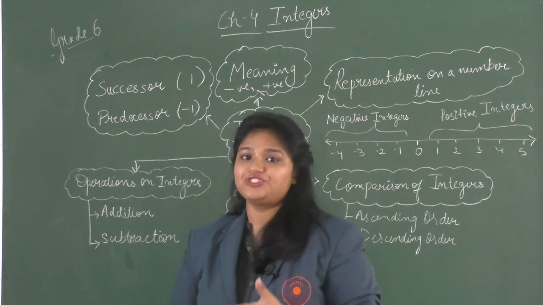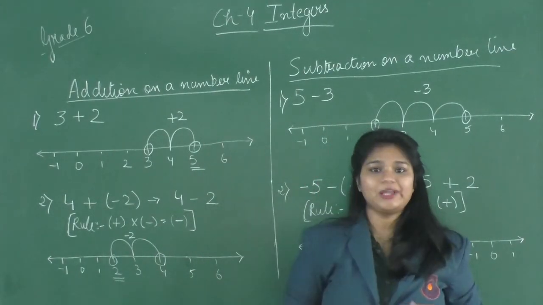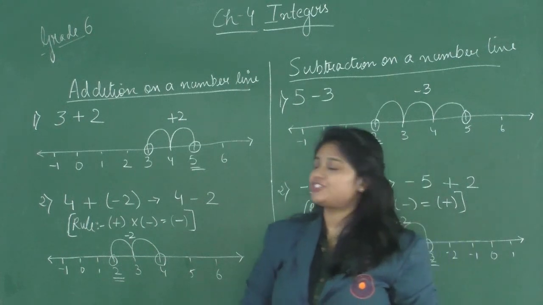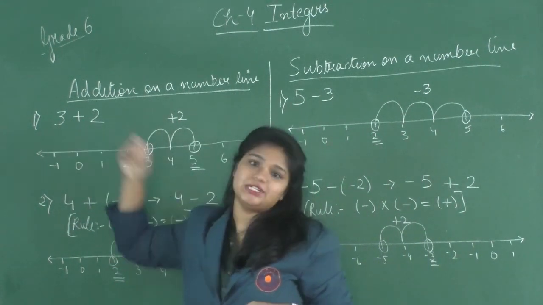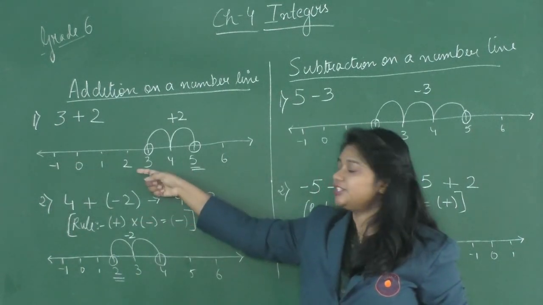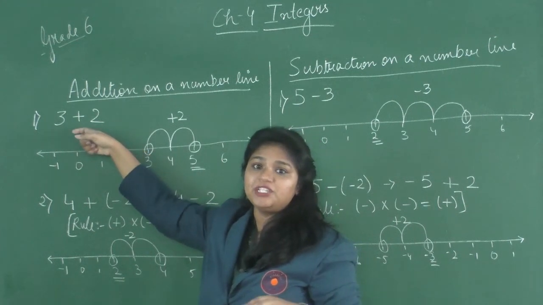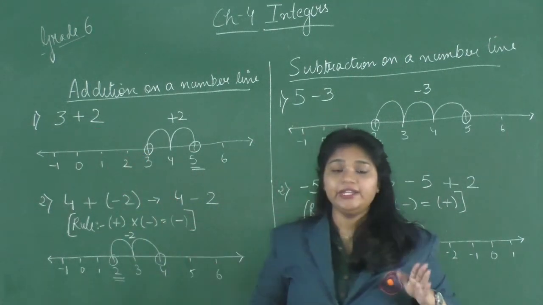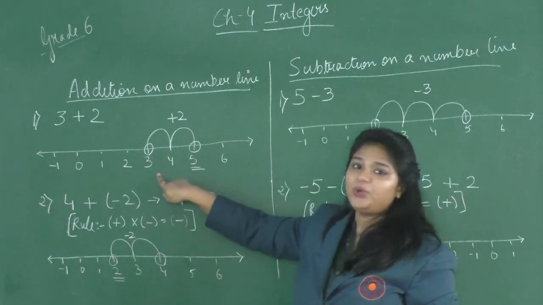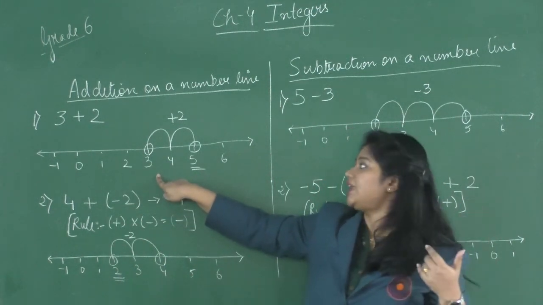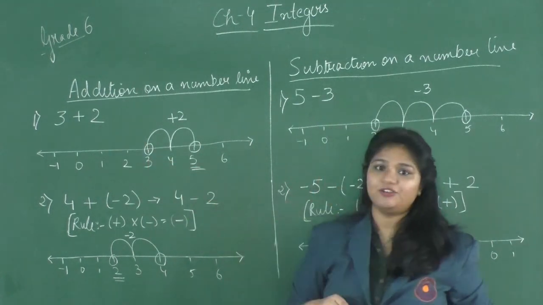Let's look at the operations in detail. First, let's look at addition on a number line. So here we have a question which says 3 plus 2. So 3 is the first addend. So we have marked 3 over here. Now here it is plus 2. That means you have to move towards your right. How many steps? It depends upon the second addend. So here we have jumped 2 steps towards the right. So we reached 5. So 3 plus 2 is 5.